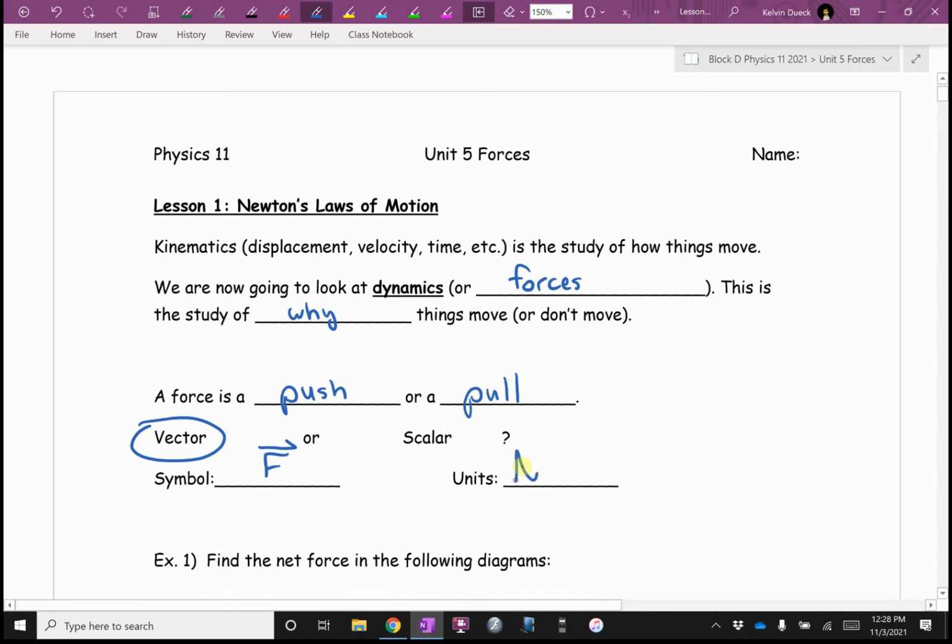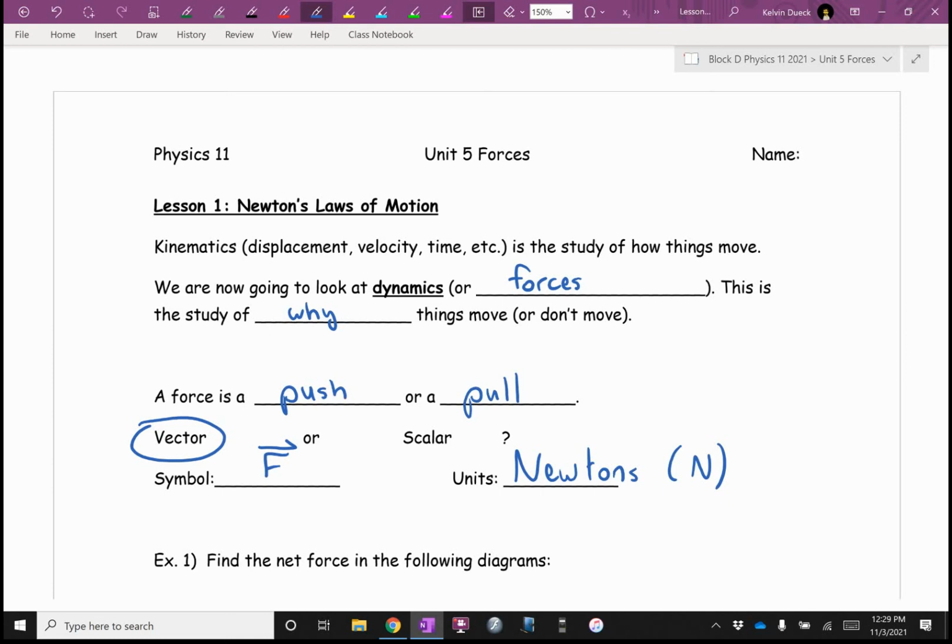And what are the units? Force is measured in newtons, named after Sir Isaac Newton. In fact, today's lesson, we're going to be looking at Isaac Newton's 3 laws of motion. I'm going to go on an Isaac Newton rant. And the abbreviation for newtons is a capital N.